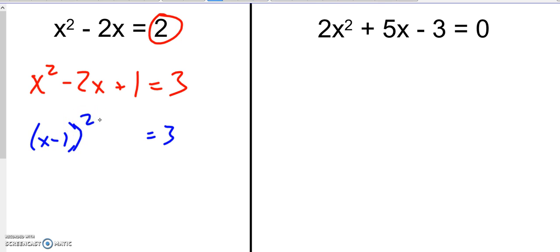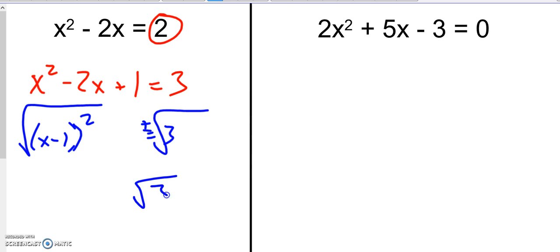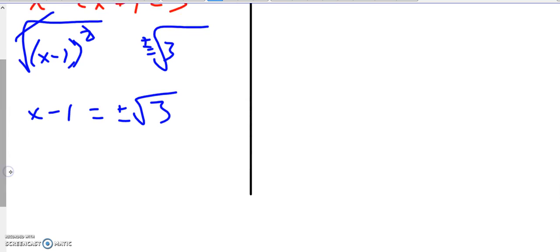And then what we can do here is square root to solve. So just remember that when we square root, we got to consider the positive and negative value. The square root of 3 is going to be an irrational number. These cancel, and I'm left with x minus 1 equals that. So we would get an irrational answer here.